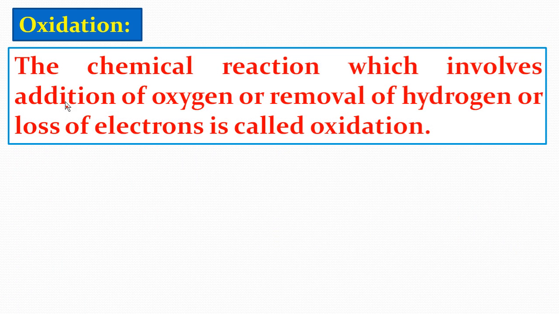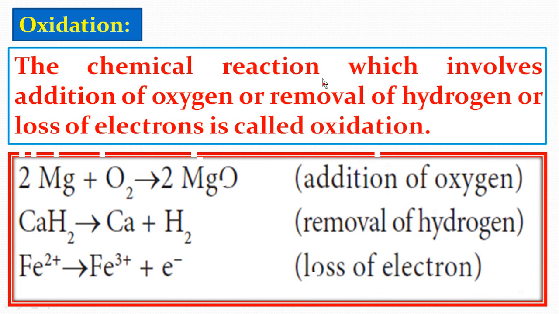The next topic is called oxidation. What is oxidation? A chemical reaction which involves the addition of oxygen, or removal of hydrogen, or loss of electrons is called oxidation. For example, magnesium combines with oxygen to form magnesium oxide. Here oxygen is added to magnesium. The next one, calcium hydride gives calcium and hydrogen. Here hydrogen is removed from calcium, so this is a removal of hydrogen.